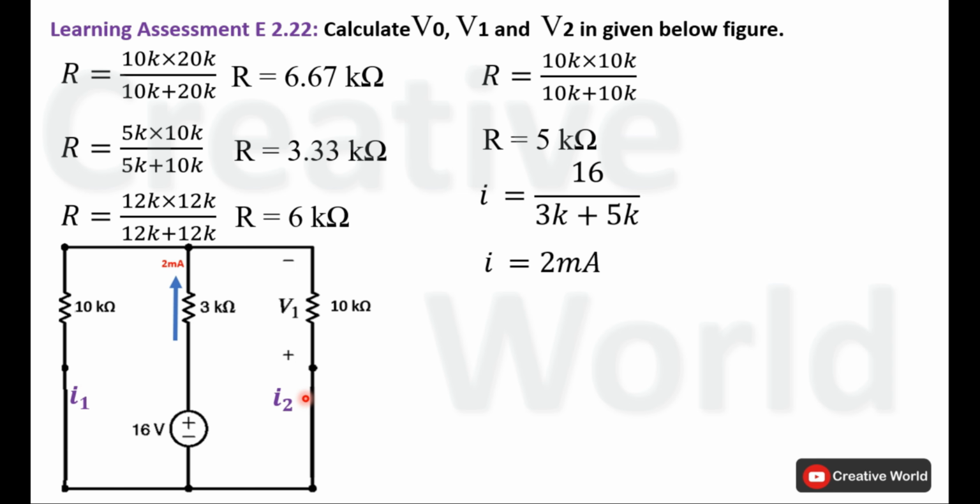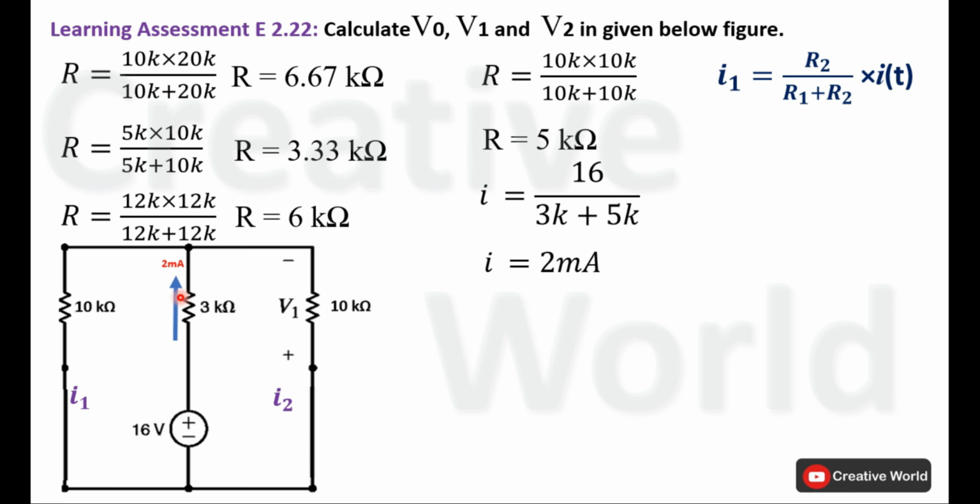Now use current divider rule to calculate the value of I1. The basic equation of current divider rule for the value of I1 will be I1 equal to R2 divided by R1 plus R2 multiplied by IT. In this case, I1 is this branch current, R2 is this 10 kilo ohm resistance, R1 is 10 kilo ohm resistance, and the total current is this supplied current, that is 2 milliampere.